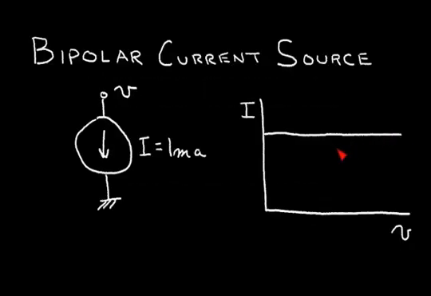Constant current. So let's consider using a bipolar transistor, how we can make a current source.